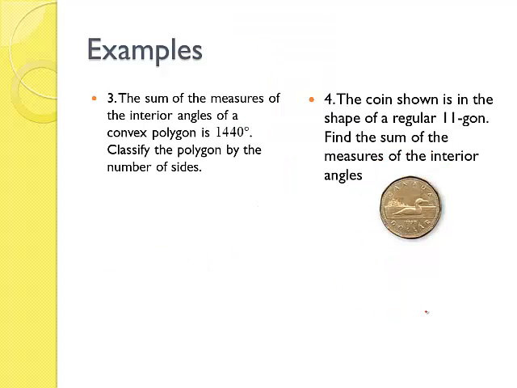Okay, a few more examples. We have the sum of the measures of the interior angles of a convex polygon is 1440. This is classify the polygon by the number of sides. So this is exactly the same type of question we just had. So again, we have 1440 is what our total angle sum is. We have n minus 2 times 180 degrees. You can do the exact same thing, and when you do that, you get n is equal to 10. So divide by 180 and then add 2.